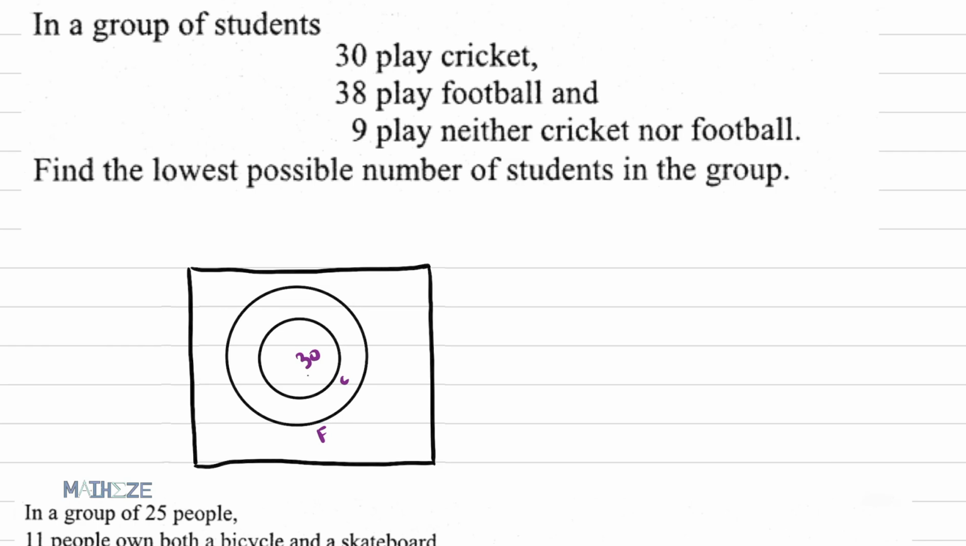30. 30 is already here. I'm going to add 8 more. So it's going to become 38. 9 people play neither football nor cricket. So 9 will come outside. Let's add this: 30 plus 8 plus 9. So what will be my answer? 30 plus 8 is 38. 38 plus 9 is what? 47. Do you get till this point, guys?